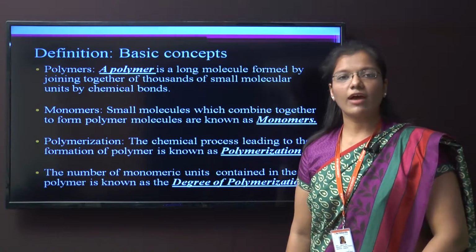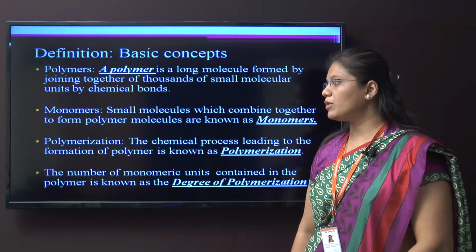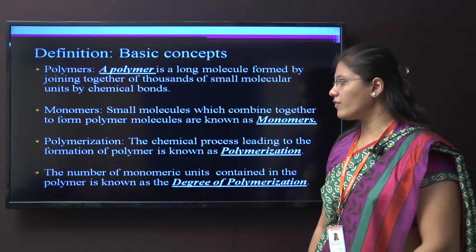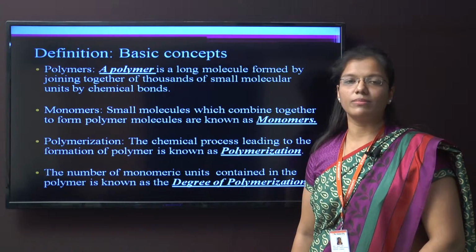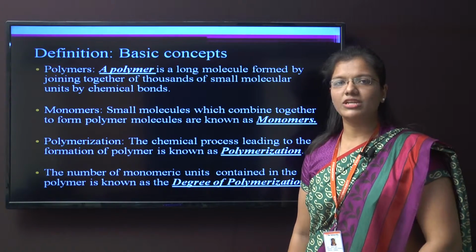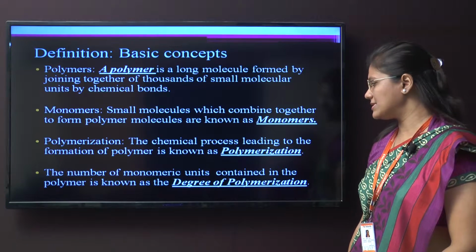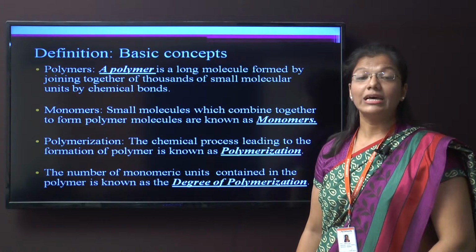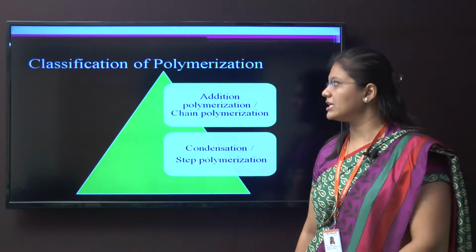Now, we have known what is the monomer and what is the polymer. After that, what do you mean by polymerization? The chemical process leading to the formation of a polymer is polymerization. You can say that the manufacturing process of a polymer is known as polymerization. The number of monomeric units contained in the polymer is known as the degree of polymerization. These are all the basic concepts that we need to know before we go for polymerization.